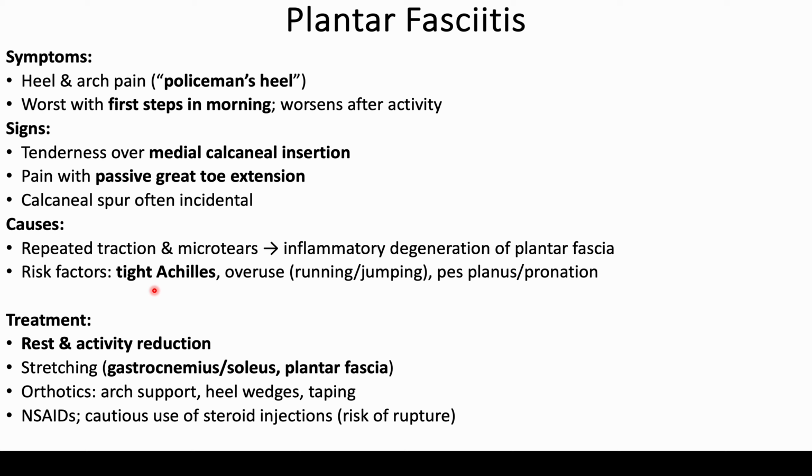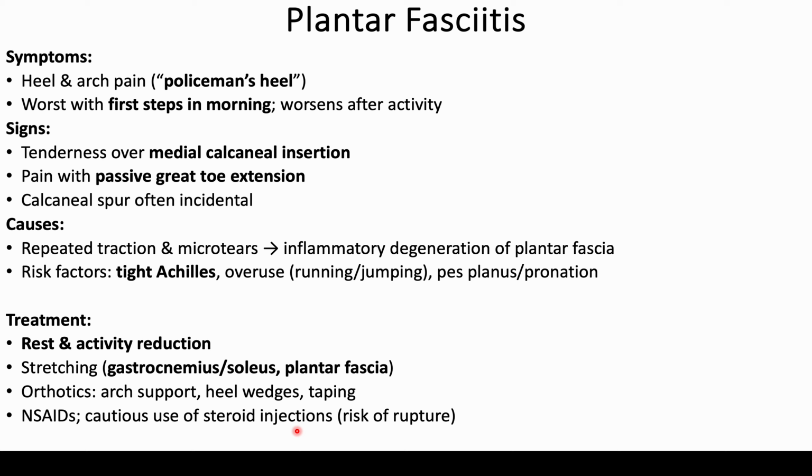Best treatment at first is rest and activity reduction. Often what we do is we add stretching to the soleus as well as the gastrocnemius and the plantar fascia, and then we slowly maybe start to introduce some orthotics, some taping is good, and then NSAIDs. So cautious of steroid injections because it can cause rupture.